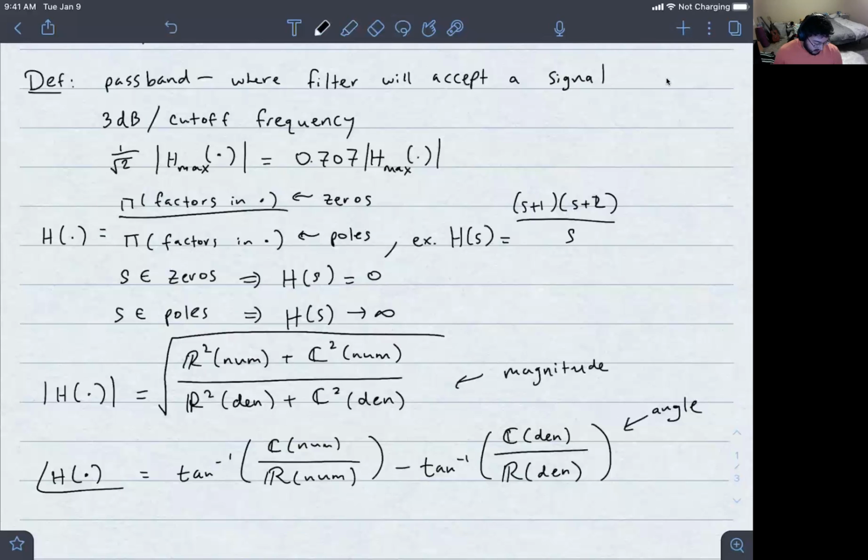In the next video, I will go over some examples of how you can use this to find the transfer function, magnitude, and angle of a low-pass filter.